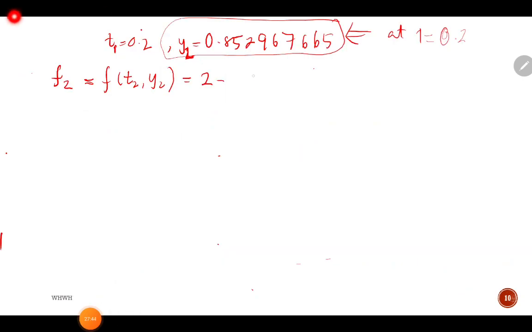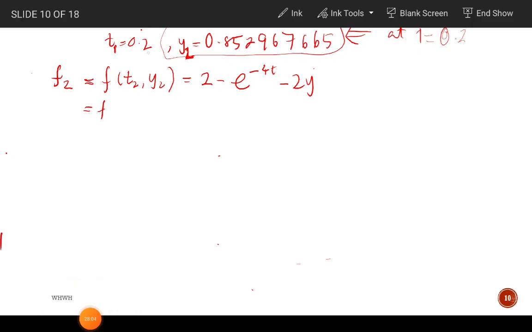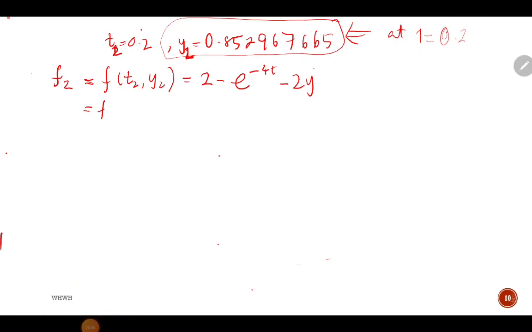Okay, so the equation is 2 minus e to power of minus 4t minus with 2y. Okay, so maknanya sekarang ni, this one, T2 kita adalah equals to, ni pun silap ni, 0.2 ni. T2, yang ni adalah T2 kan. Okay, F T2 kita adalah 0.2 and Y2 ni yang panjang ni. Malasnya saya nak salin 0.8529 bla bla bla tu lah.